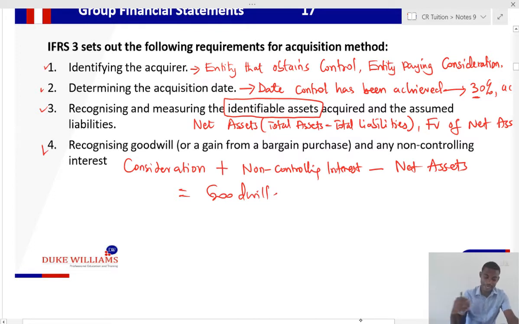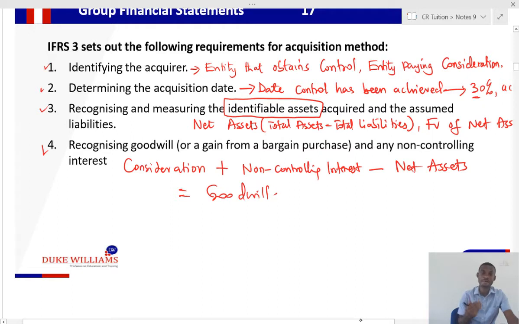Now, if the identifiable net assets are more than the value of the consideration and the non-controlling interest, then we say we have a negative goodwill. And as you are aware, negative goodwill is not recognized as an asset. Instead, we say there is a bargain purchase, and that bargain purchase is recognized as a profit in the consolidated P&L. So it is a gain on acquisition.